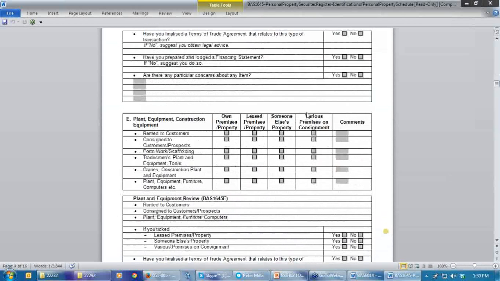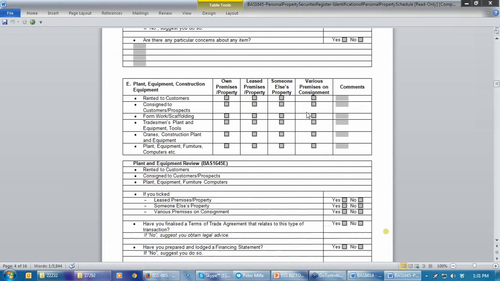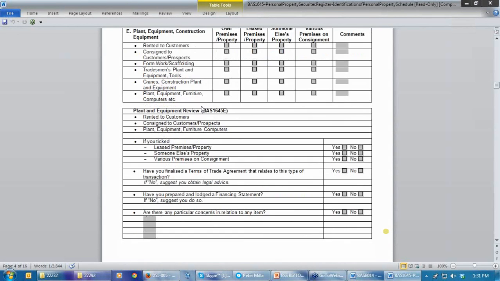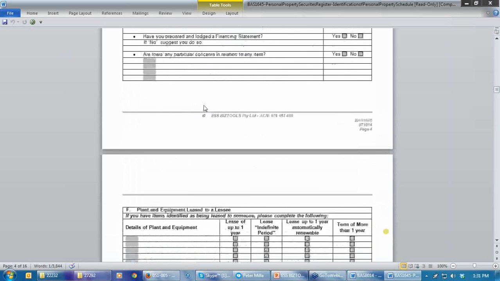Plant equipment made available to customers. The big question is, where are they situated? On leased premises or someone else's premises? And we've listed some of the items that you might consider there when you're looking at it: scaffolding, tradesmen's tools, cranes, plant and equipment. All needs to be thought about and analysed as to what is happening in the customer's business.